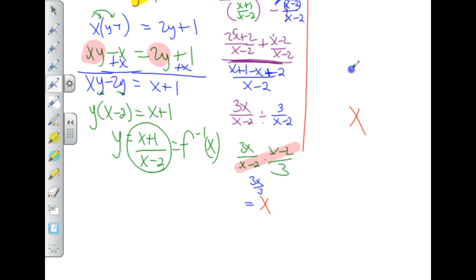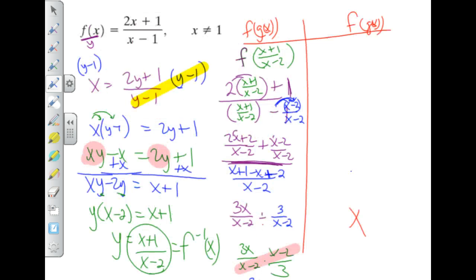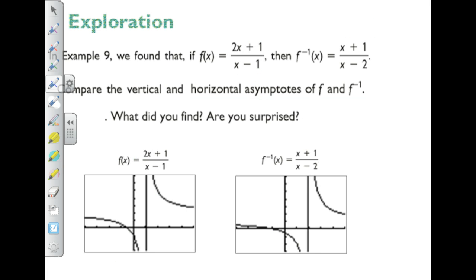Again, you're going to have to repeat this process for the right side. I've only done half of this proof, which is f of g of x. Now you need to do g of f of x and also show me that it equals x. So surprisingly enough, these are inverses of each other.